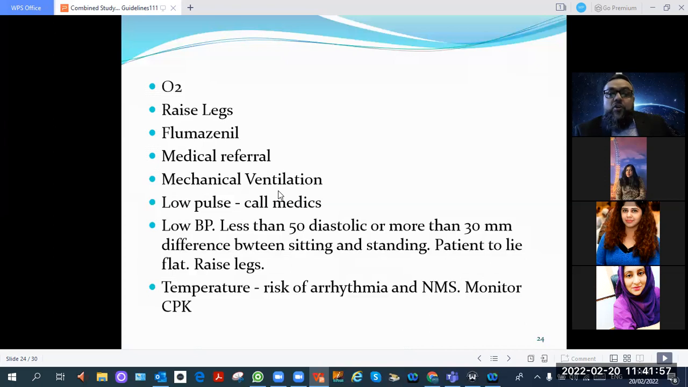Low pulse, call the medics. Low blood pressure, less than 50 diastolic, or if there is a postural drop of 30 millimeters between sitting and standing, call the medics. Patient to lie flat, raise their legs, and temperature. So measure temperature. There can be a risk of arrhythmia with the hyperthermia and NMS. So monitor CPK as well.